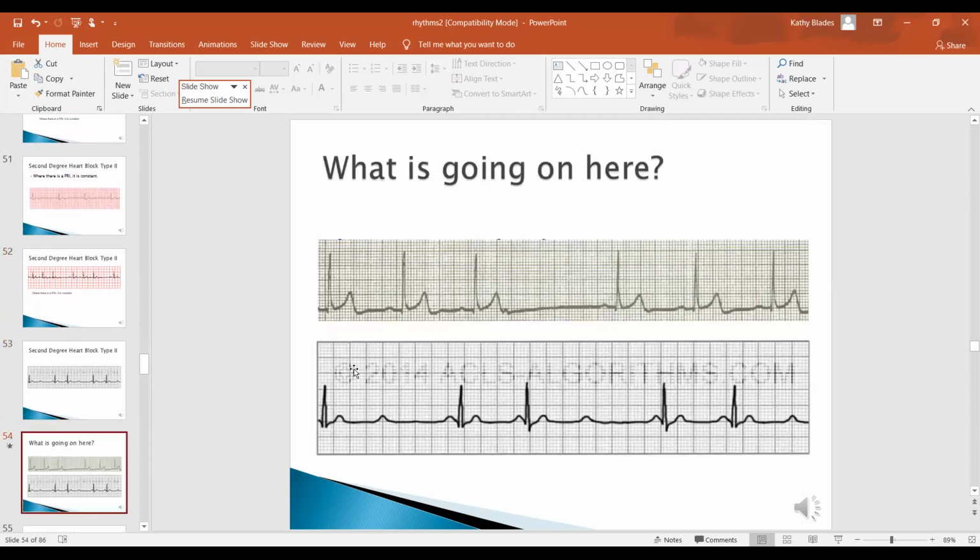So then what's going on here? You have a QRS and a P and a QRS and a P and a QRS and a P. Oh, and something's missing, right? It didn't fire. And then the same thing here. There's your P, no QRS. There's a P with no QRS, and the same thing again.